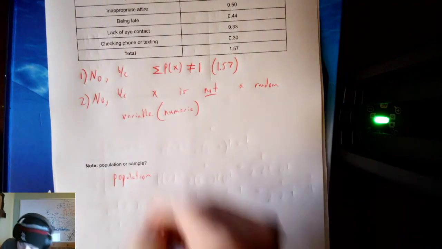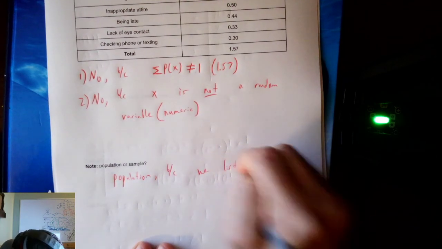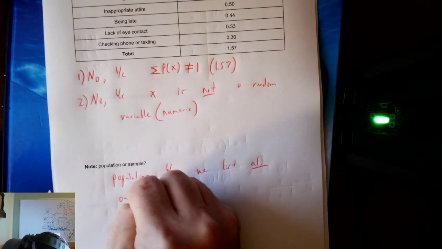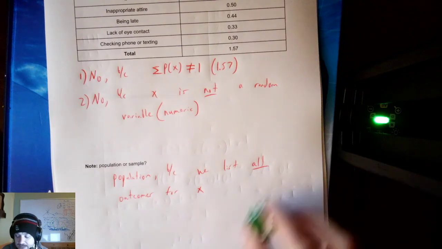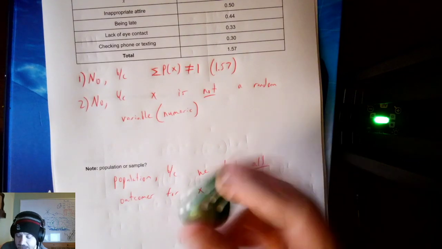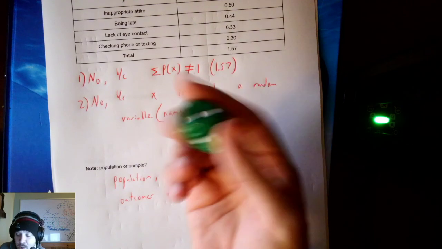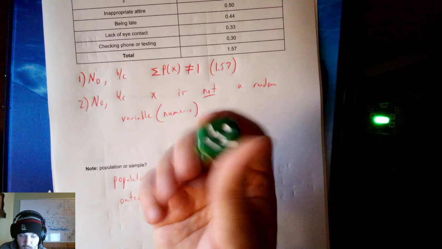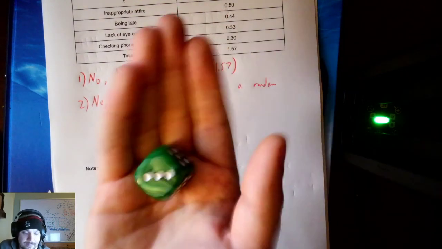They're a population because we list all outcomes for X. We have the whole population, right? If I'm thinking about rolling the die, I know the population of outcomes is 1 through 6. I know I can't roll a 7. I know I can't roll a negative 4. I can roll 1, 2, 3, 4, 5, or 6. I have the whole population here in my hand, right?